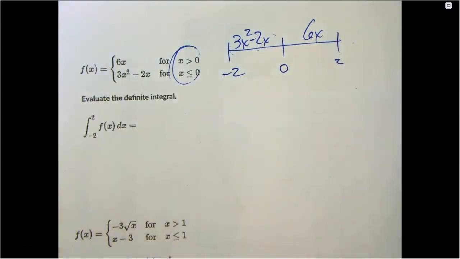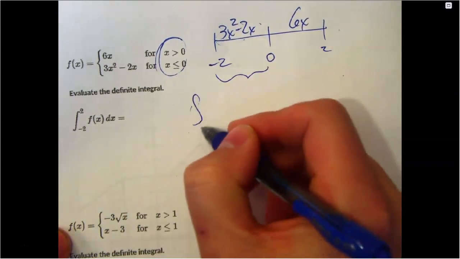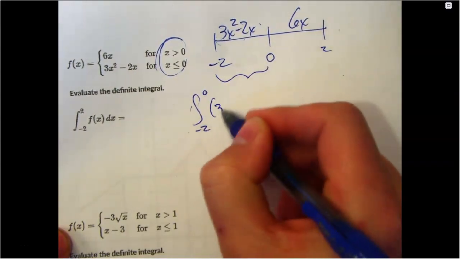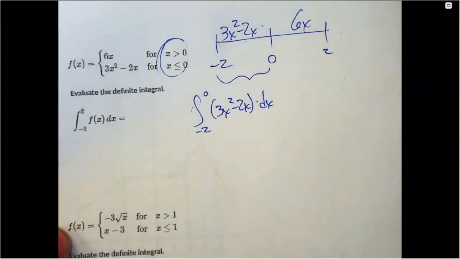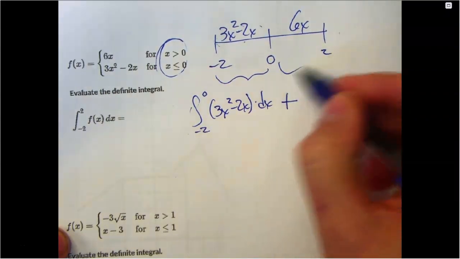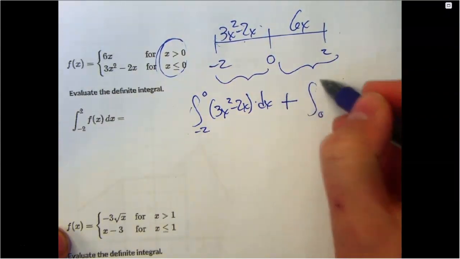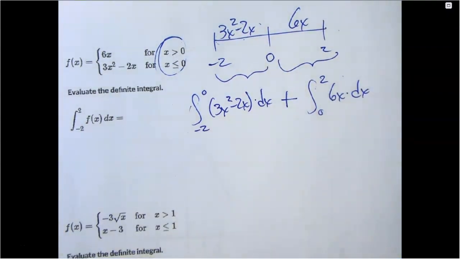So what you gotta do is set up two integrals. This part would tell you the integral from -2 to 0 of 3x squared minus 2x times dx, plus this part, 0 to 2 of 6x. See what I'm putting where and why?